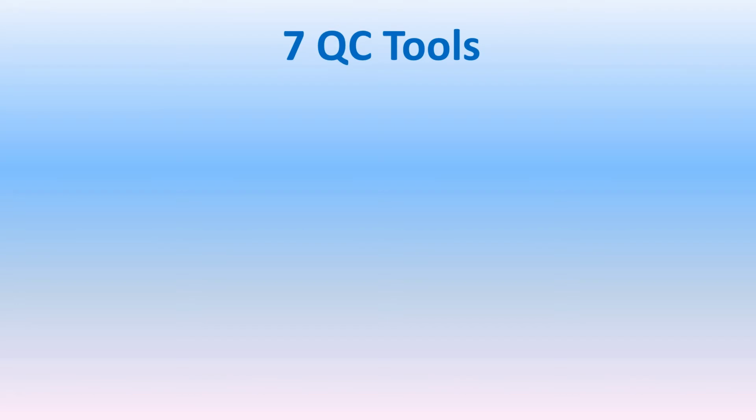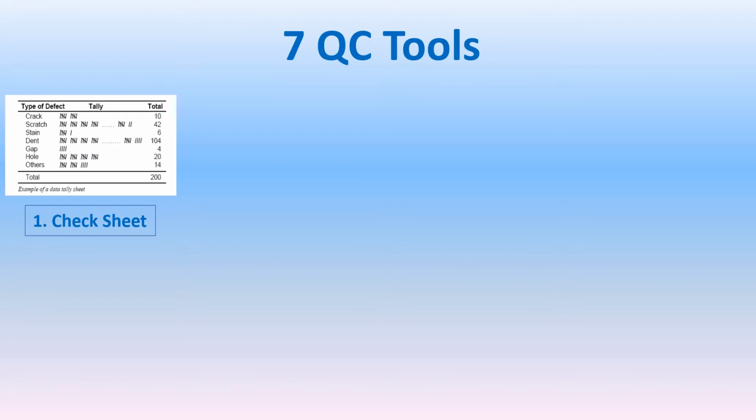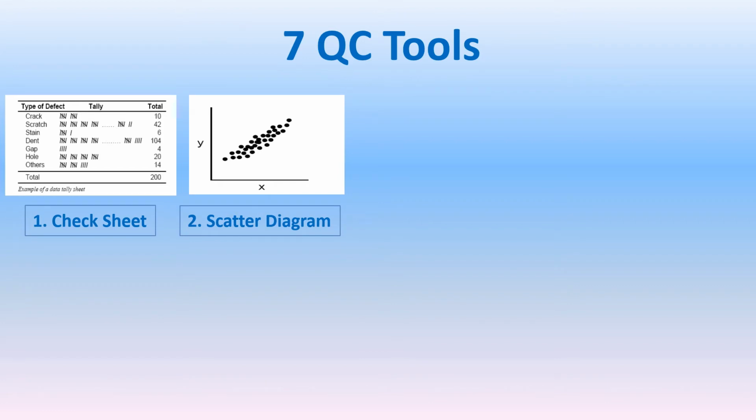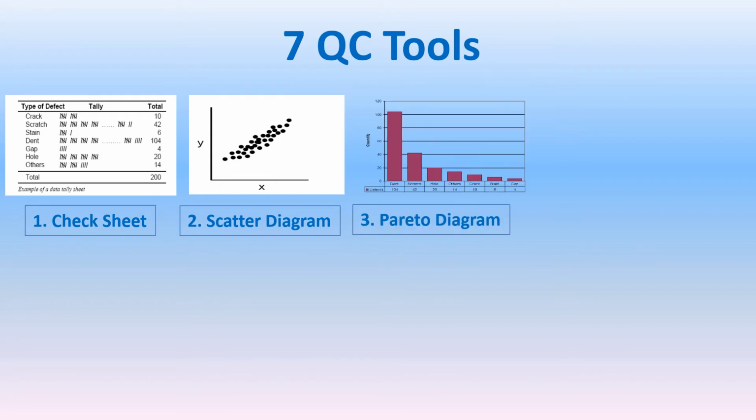In this video we are going to learn 7 QC tools. Let's check one by one. First is a check sheet, which is used as a systematic method to collect data. Second is a scatter diagram, which is used for understanding the relationship between various parameters like output characteristics, processes, inputs versus outputs, etc. Third one is a Pareto diagram, where 80% of the problems occur due to 20% of the causes. The vital few and the trivial many, by Dr.